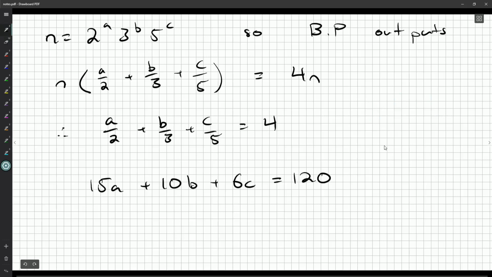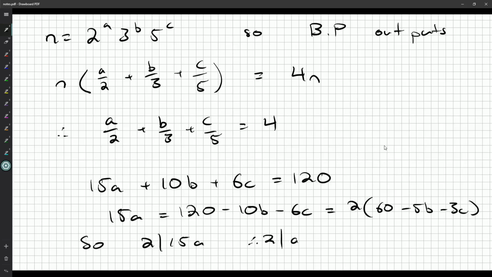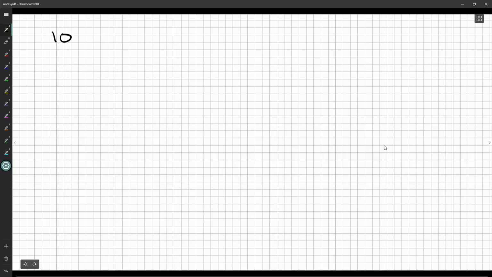So I guess if I rearrange to, say, 15a is 120, subtract the 10b, subtract the 6c, well, I can take out a factor of 2 there. So 2 divides 15a, and therefore 2 divides a, because 2 certainly doesn't divide 15, and it's a nice property of prime numbers that if a prime number divides a product, it divides at least one of the two factors of that product. So 2 divides a. I think the same sort of reasoning will tell me that 3 divides b.